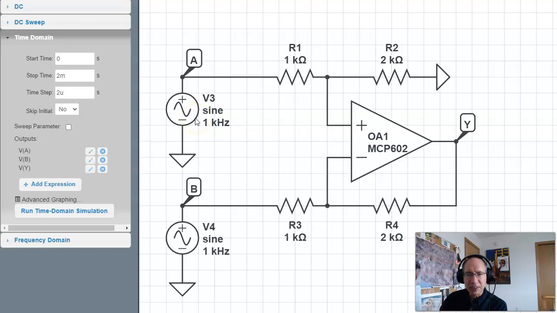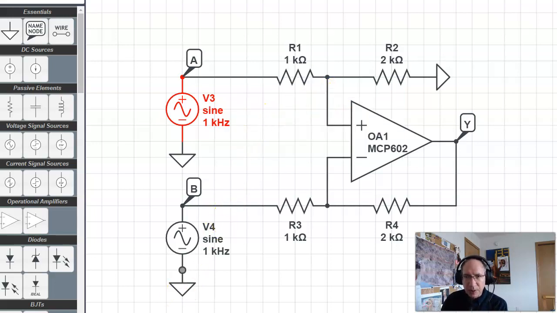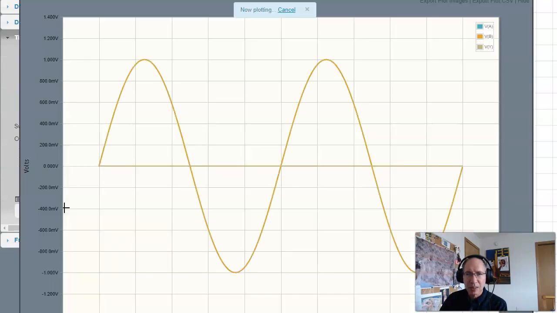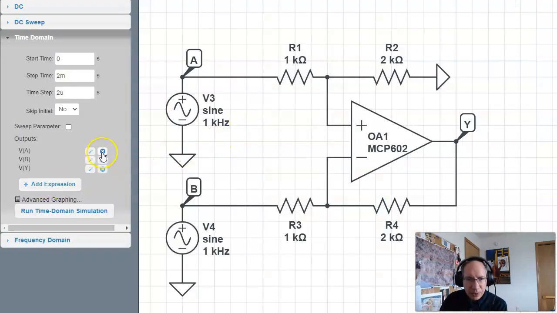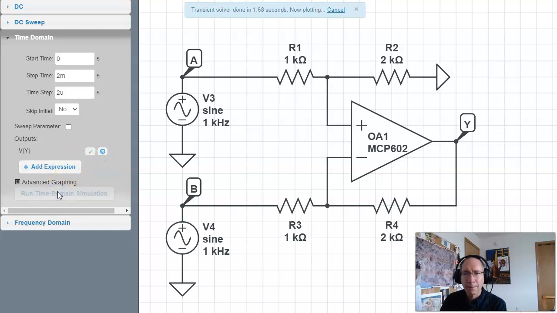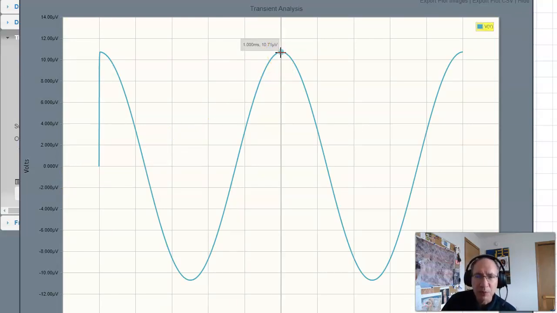And if A and B are both the same, so A is 1 volt, B is 1 volt, I should get 0 volts out. And here's the output. That's kind of hard to see. So I'll tell you what, let's turn off A and B. Just look at Y. Output should be 0. It's not. The output is actually 10 microvolts.